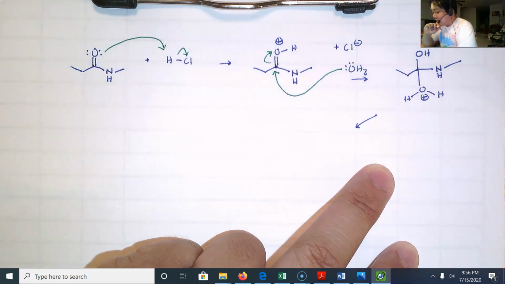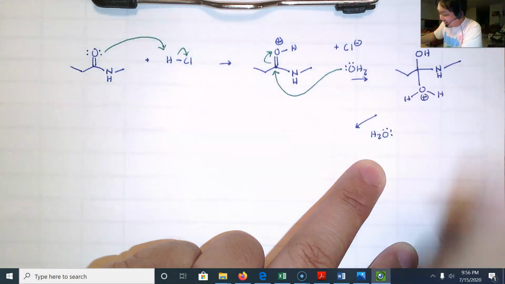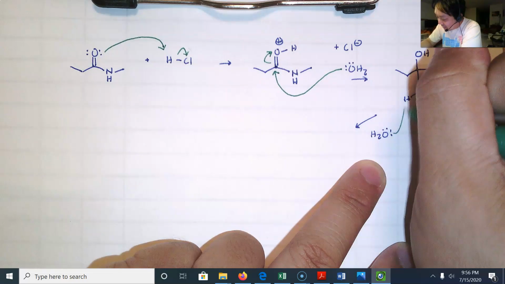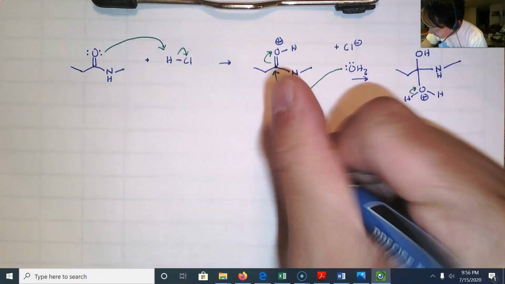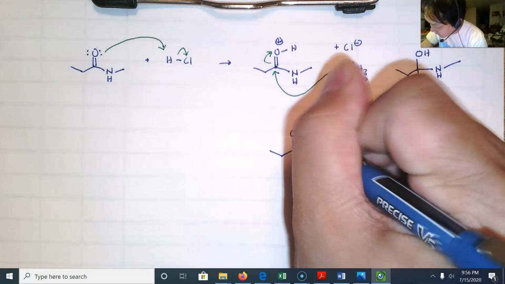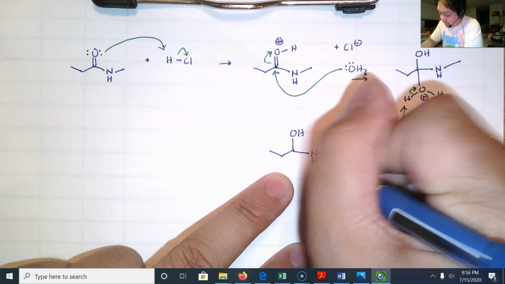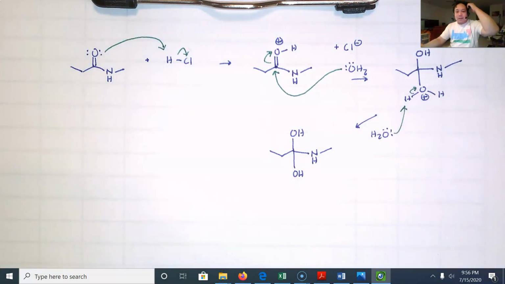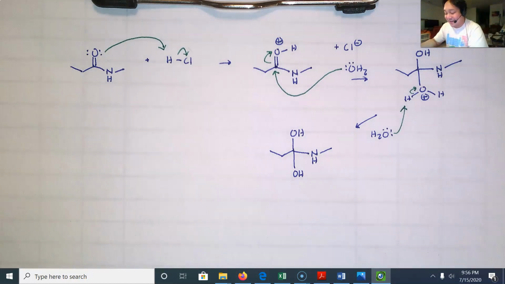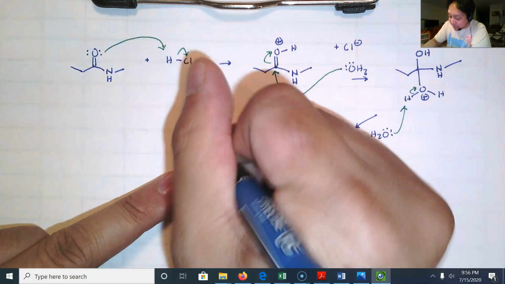Oh yeah, we're doing hydrolysis. We're in water. So here's your water, and we neutralize everything. Yes, this is longer because we do have a lot of proton transfers. What do we not do? What do we need to kick out? We need to kick out that group here, the NH methyl.